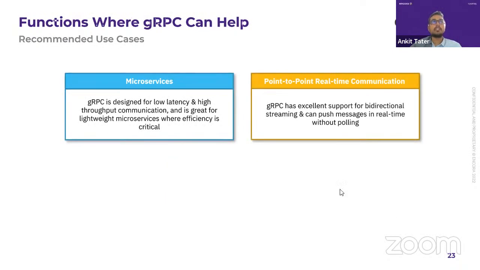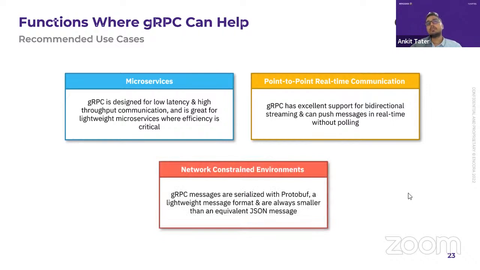We'll see what are the recommended use cases where you can use gRPC. Since gRPC has very good throughput and very low latency, it's ideal to use in the microservices world, where it's very important to have low latency and high throughput. And point-to-point real-time communication, since gRPC supports two-way, bidirectional communication, right? So it provides very good support for real-time applications we are building or IoT-based applications.